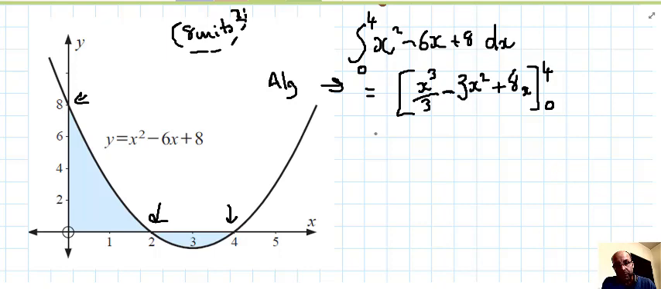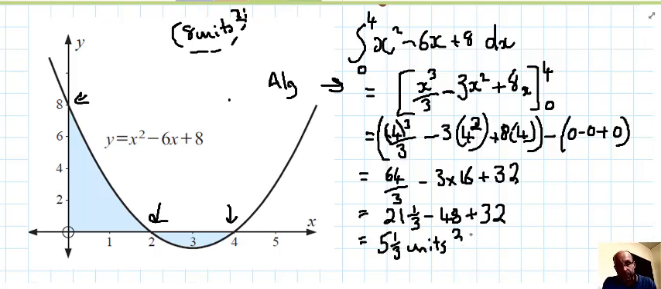So we integrate and we get the expression you can see there between 4 and 0, so we sub those values in. Okay, so speeding that up a bit, we get 5 1/3 units squared. Pause the video to have a look at the calculations.